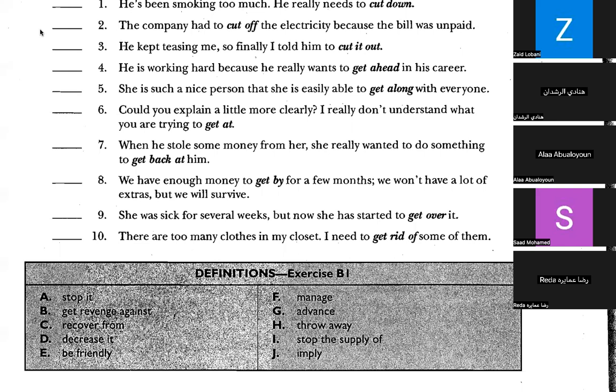That is to get revenge, okay? To get revenge against their act. Some people are like that. They feel that they need to get revenge, to get back at the person who hurt them, who wronged them, who did something wrong to them.